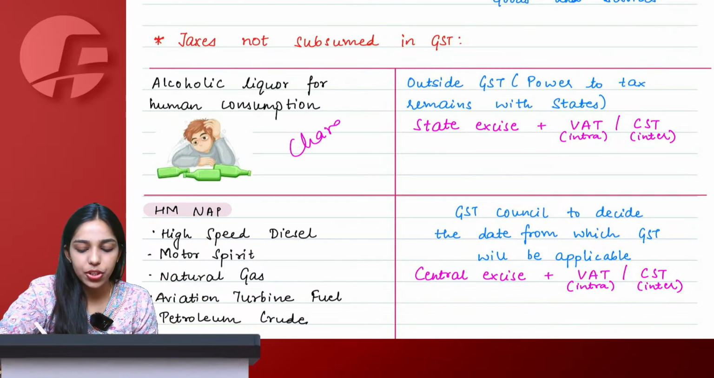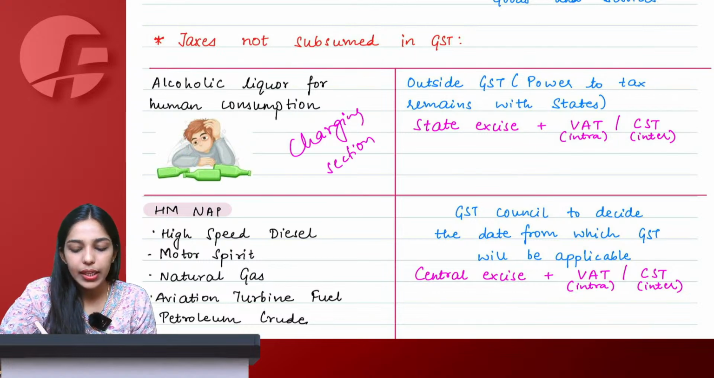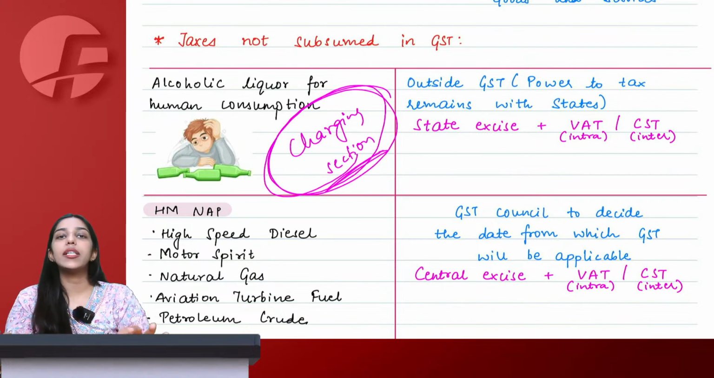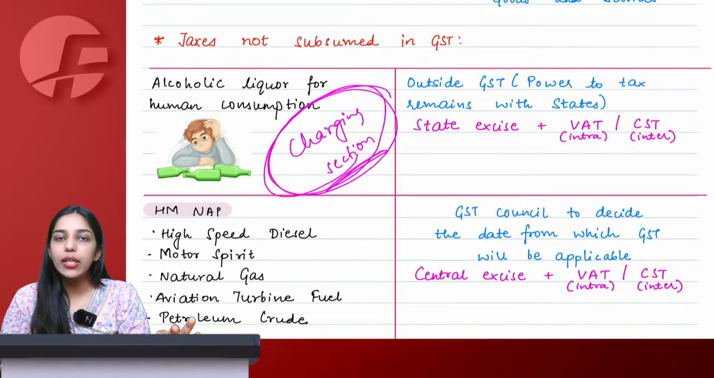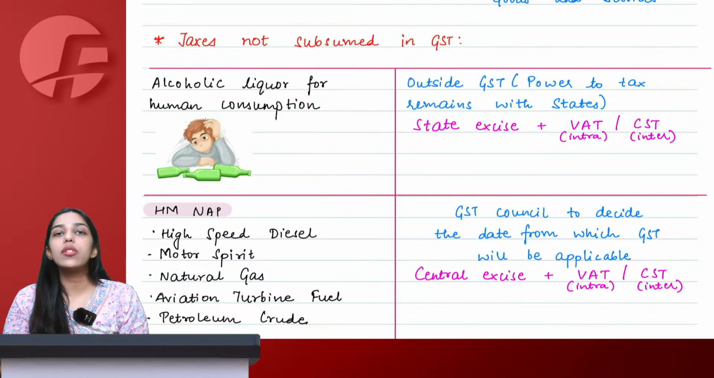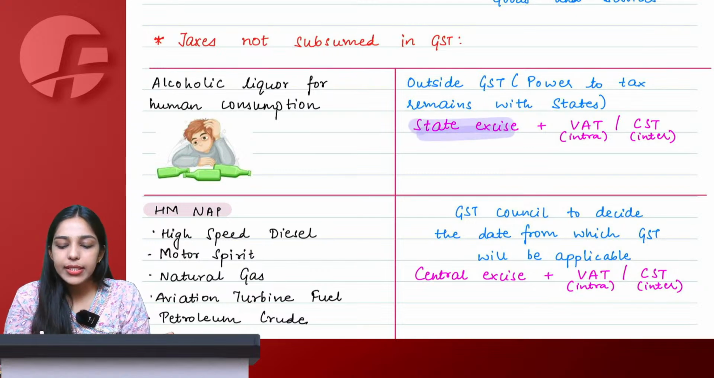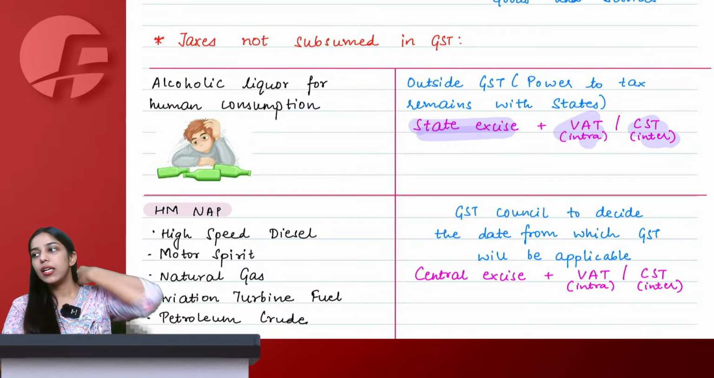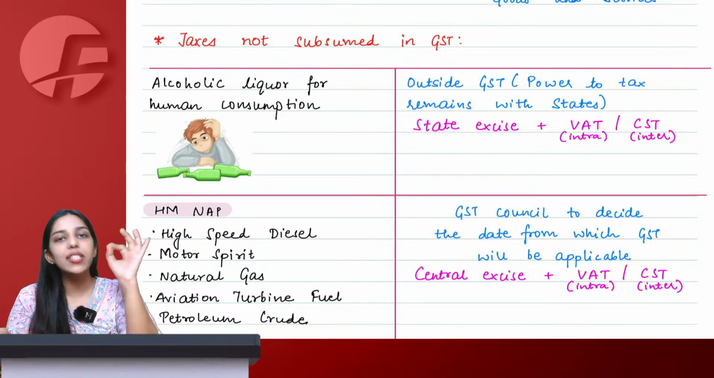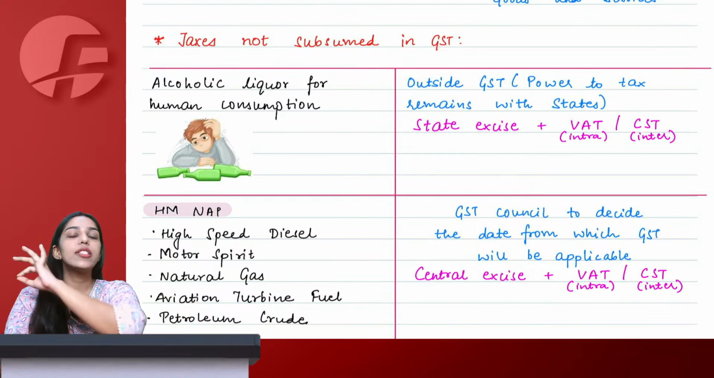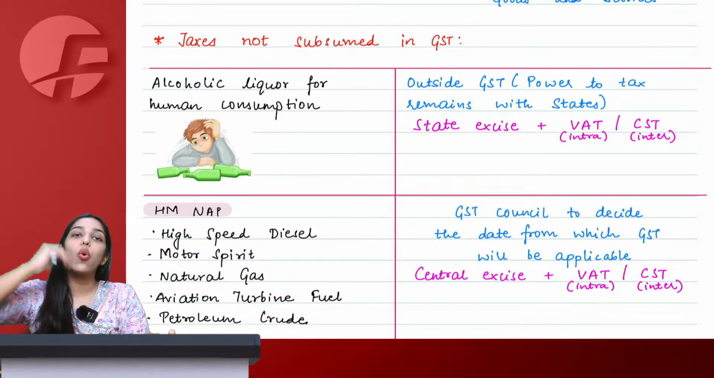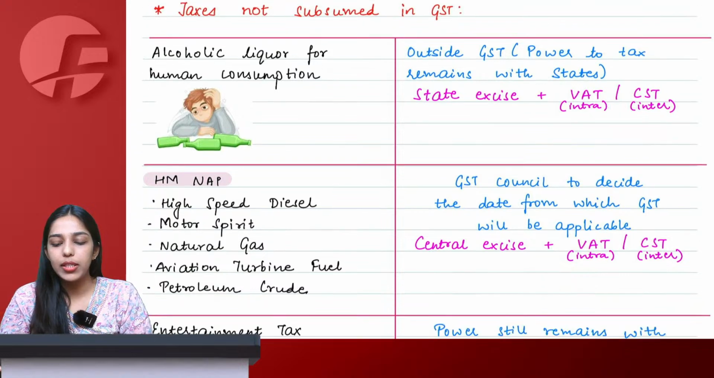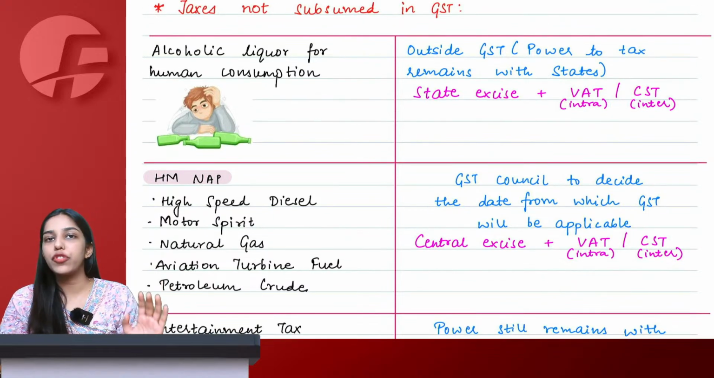In the charging section that we are going to see tomorrow, it is written that GST is not levied on alcoholic liquor and it is not going to be levied on alcoholic liquor in future also. Today also, on manufacturing of alcoholic liquor, state excise is levied, and on sales of alcoholic liquor, if it is intra-state sales, then VAT. If it is interstate sales, then central sales tax is levied. So right in the charging section it is written that GST is not levied on alcoholic liquor for human consumption. It is outside the purview of GST only.